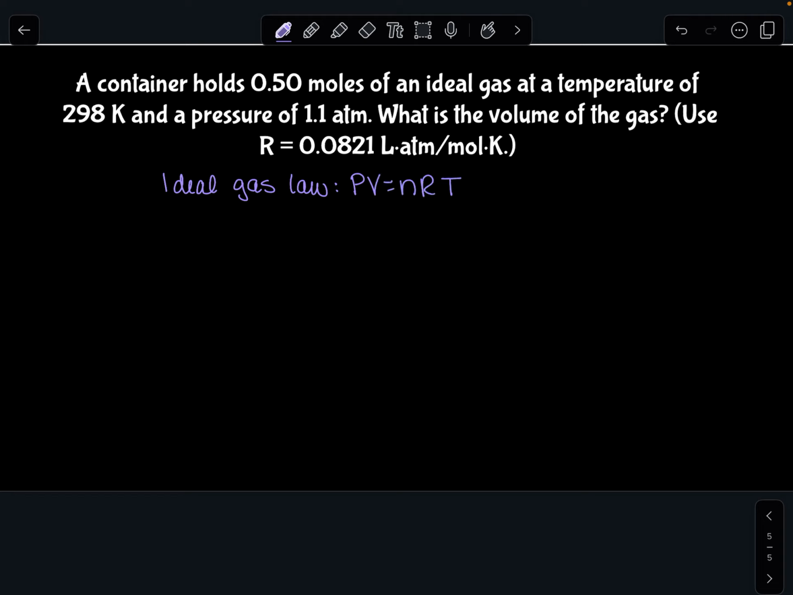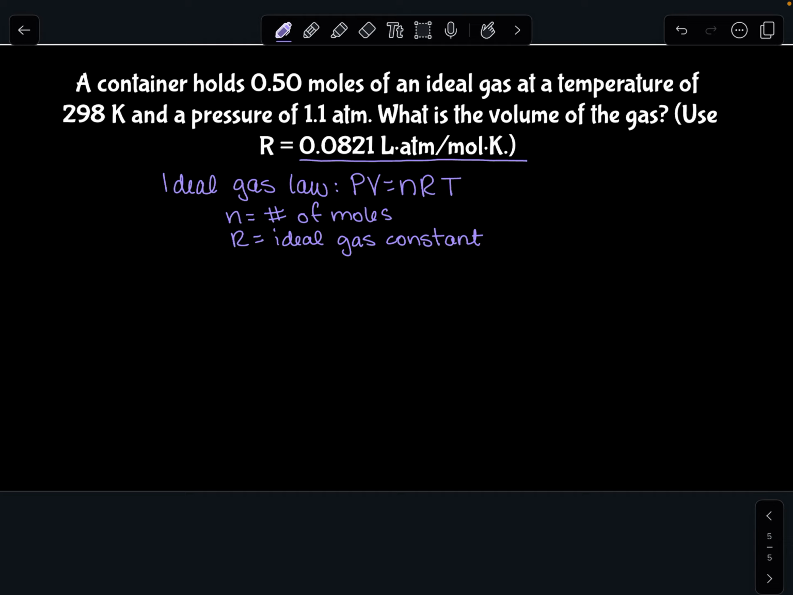Now we know what P, V, and T are. They're our pressure, volume, and our temperature. The variable that is new to us is n, which means number. So n is the number of moles of your gas. Then you have R, which is called your ideal gas constant. The one that you're going to most commonly encounter is R = 0.0821 L·atm/(mol·K).